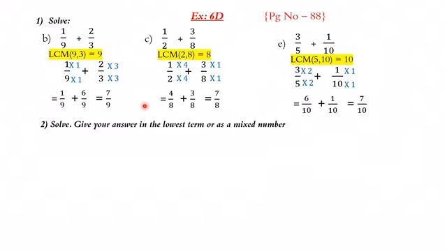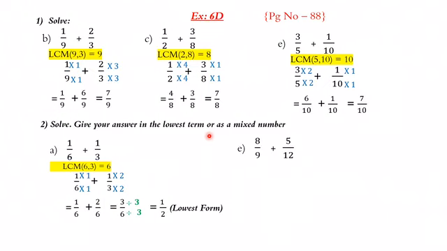Please read the question carefully. They say solve, give your answer in the lowest term or as a mixed number. So that is what I was talking about in the previous question. Now let us see. Here we have the first question, bit number A, 1 by 6 plus 1 by 3. Definitely they are unlike fractions, so we have to find their LCM. LCM of 6 and 3 would be 6.